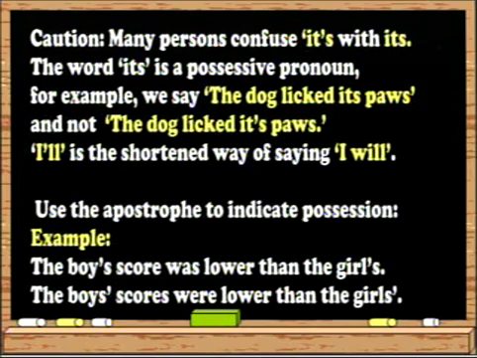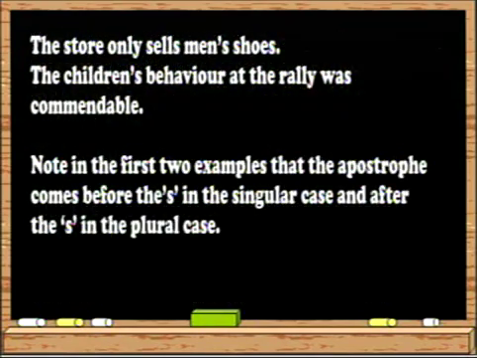I'll is a shortened way of saying I will. Use the apostrophe to indicate possession. For example, the boy's, B-O-Y apostrophe S, score was lower than the girls. The boys', B-O-Y-S apostrophe, scores were lower than the girls', G-I-R-L-S apostrophe. The store only sells men's shoes. The children's behavior at the rally was commendable. Note, in the first two examples, that the apostrophe comes before the S in the singular case and after the S in the plural case.